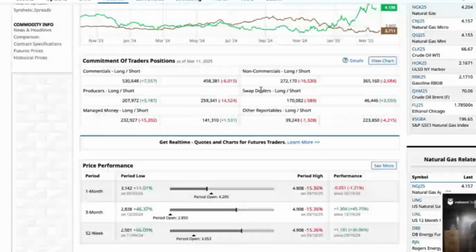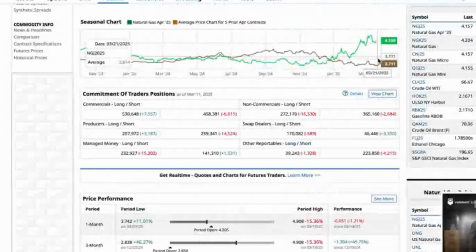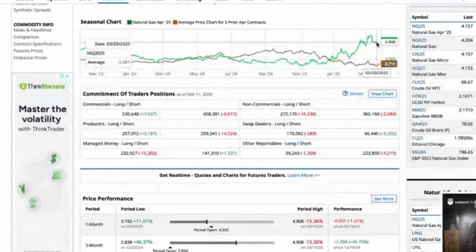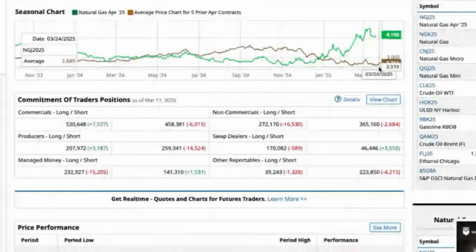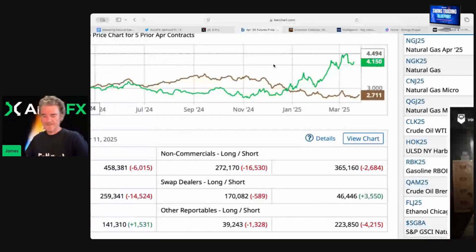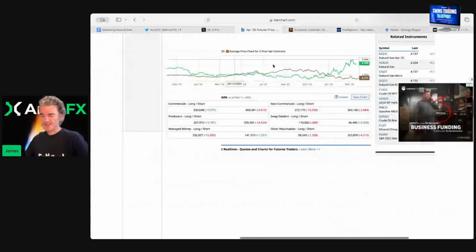You can also see where we are in this chart compared to the 5-year average on this day, today. You can see how far above the 5-year average we are. The 5-year average is at 2.7, and we're at $4.15 right now. So that's the COT report, folks.